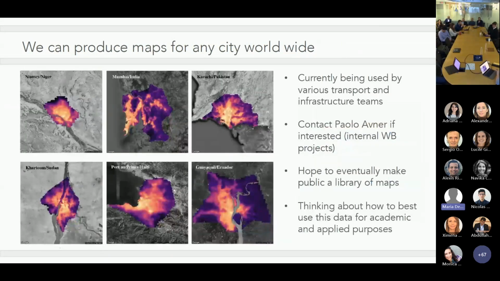Okay, so that's the overall analysis. And so the end result is that we can now produce these maps for any city worldwide, and they've already been used by various transport teams in planning. If you or your team is interested, you can talk to Paolo, who is the organizer of the map producing. But we do hope to eventually make a library of these maps public for use. And we're thinking currently about how to best use this data for academic and applied purposes.